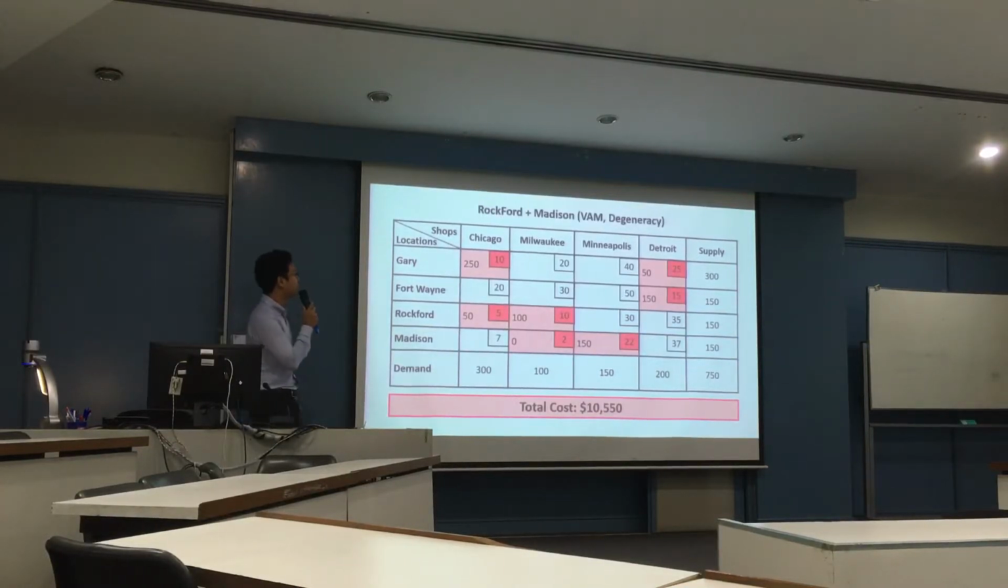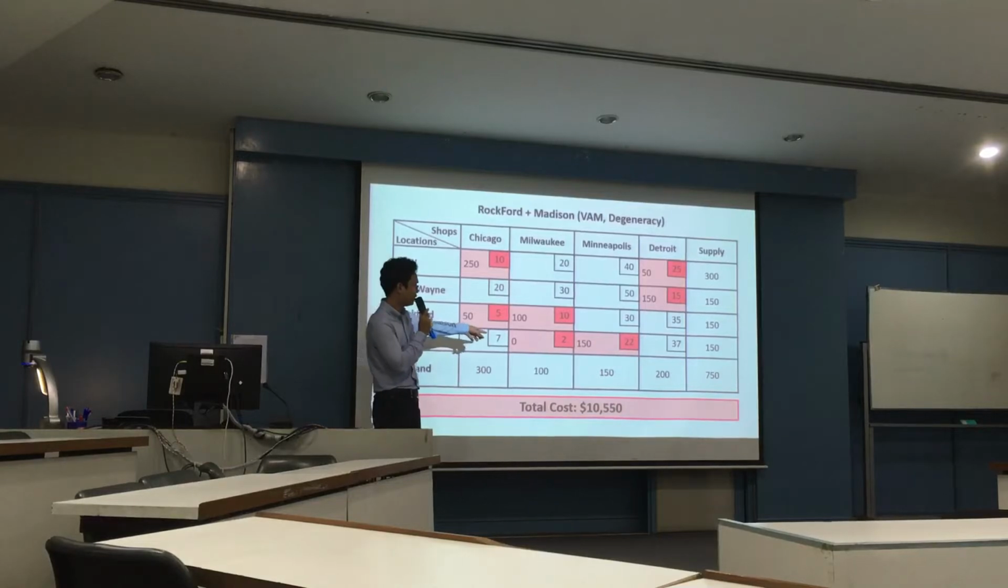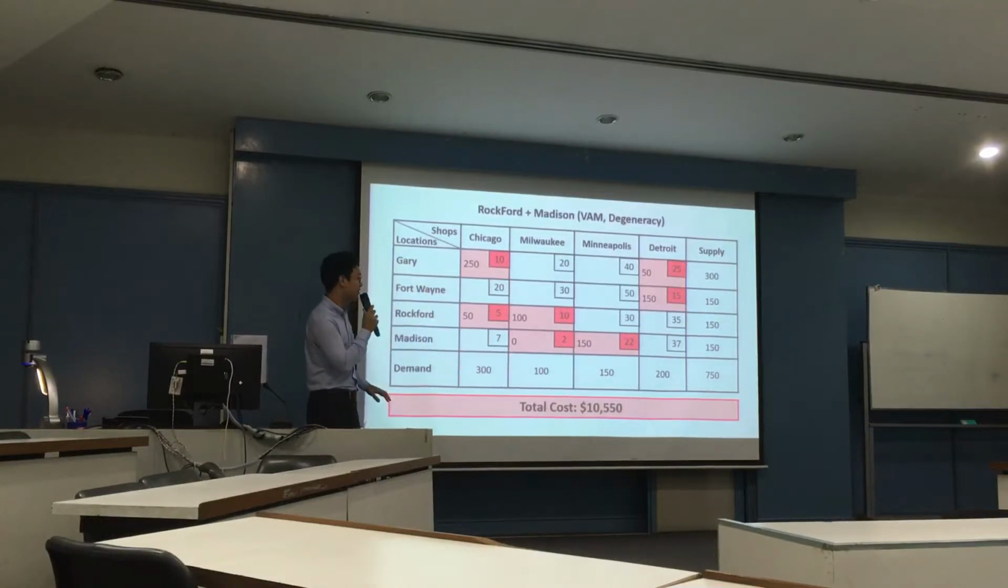In this case, we use the WAM to calculate. However, this is a degeneracy case, so we put 0 in here. After we calculate everything, the total cost is 10,550.